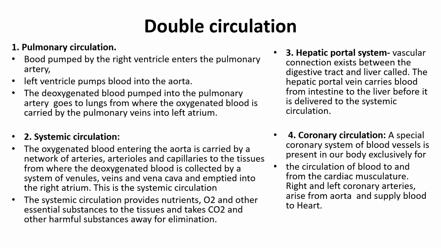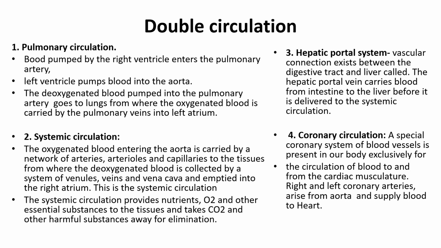Systemic circulation. The oxygenated blood entering the aorta is carried by a network of arteries, arterioles, and capillaries to the tissues, from where the deoxygenated blood is collected by a system of venules, veins, and vena cava and emptied into the right atrium. This is systemic circulation. The systemic circulation provides nutrients, oxygen, and other essential substances to the tissues and takes carbon dioxide and other harmful substances away for elimination.